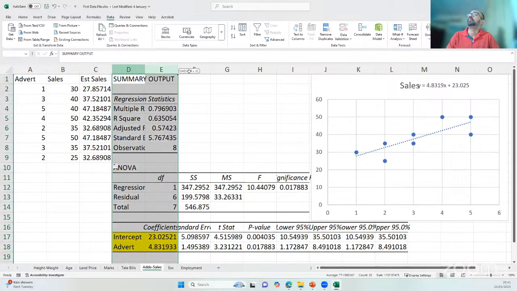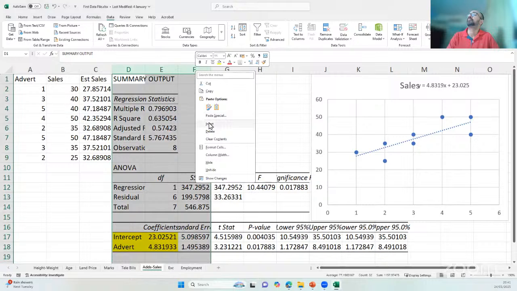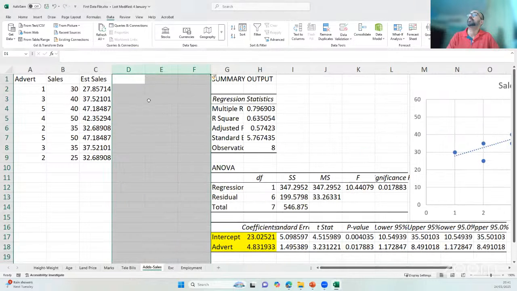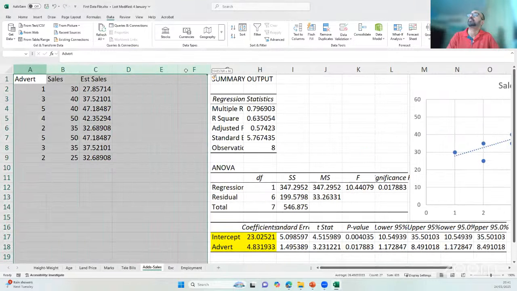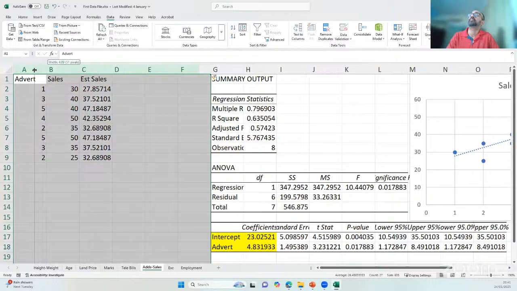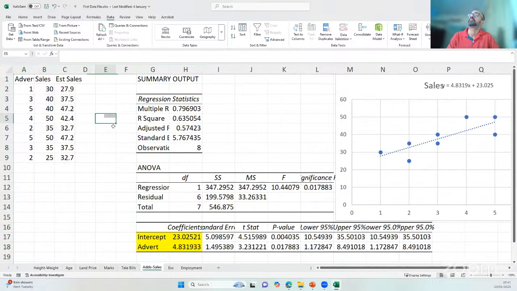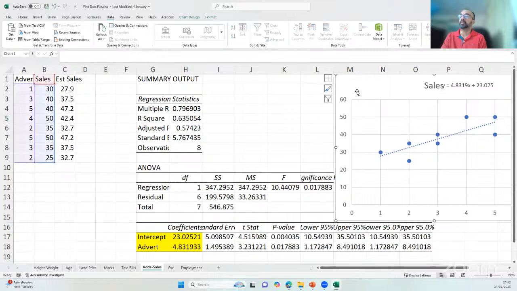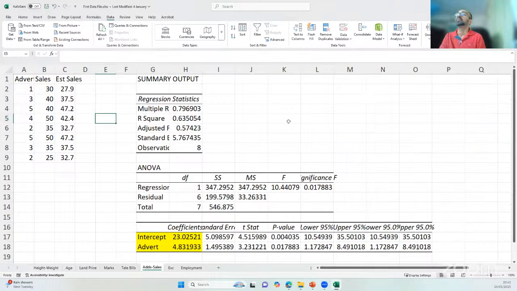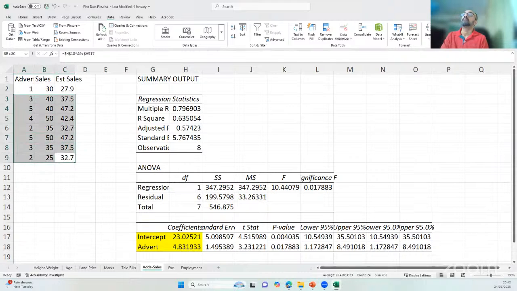I will need a few columns here, so I will insert some columns. Make it a little narrow. Right. So those are the estimated sales. Now these are the estimated values, and these are the sales values. Right. So instead of this one, we try to do this one and see whether we can get it nicely.